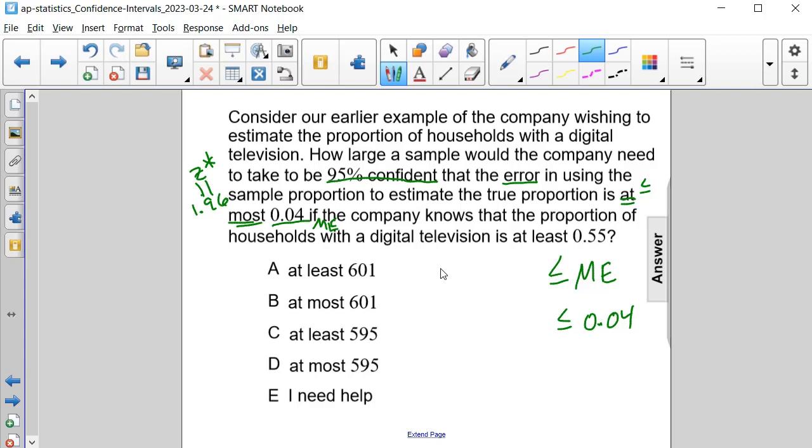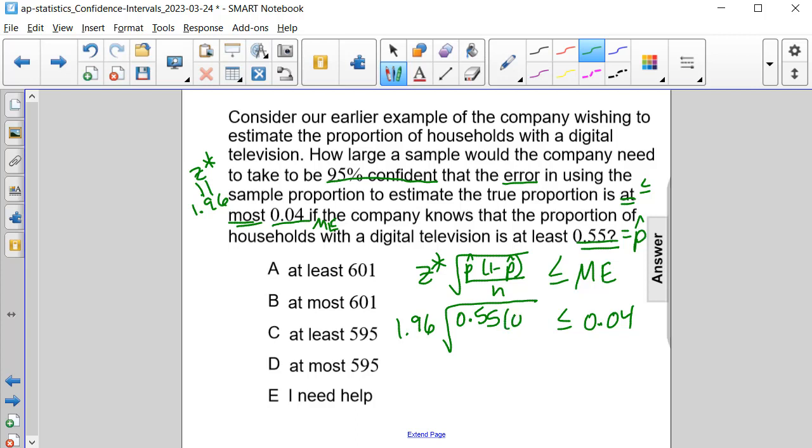So we have less than or equal to our margin of error. And the margin of error is found by taking our critical value Z star and multiplying it by the square root of p hat, our sample proportion, times 1 minus p hat, all divided by n. Well, we know that our critical value Z star is 1.96, so we can substitute that in, times the square root. Now, do we have our sample proportion in our word problem? The company knows that the proportion of households with a digital television is at least 55/100ths. This is our sample proportion, or p hat value, so let's substitute that in. So we have 55/100ths, and then 1 minus 55/100ths is going to be 45/100ths, and then divided by n.